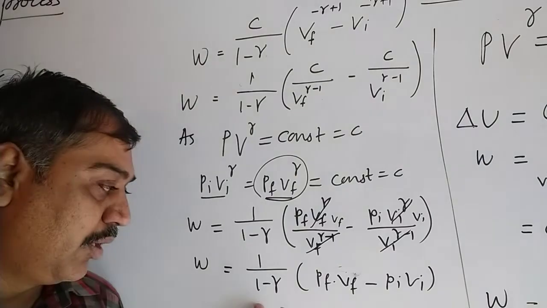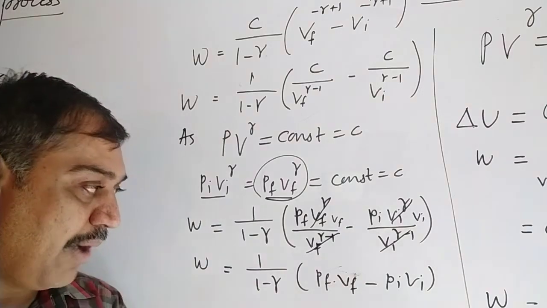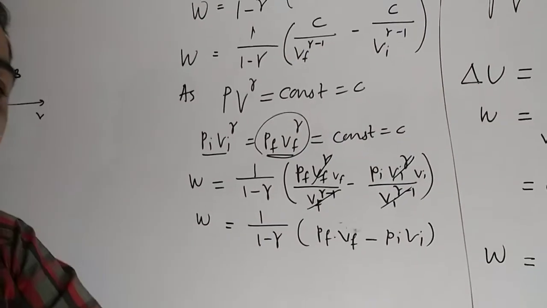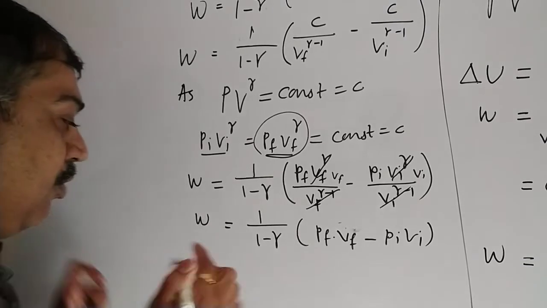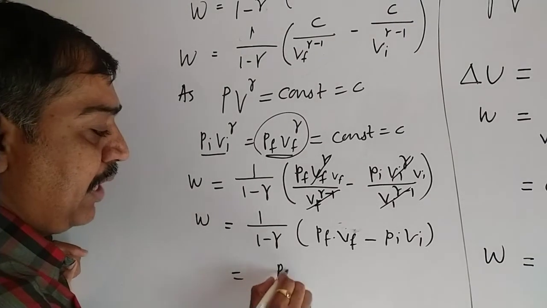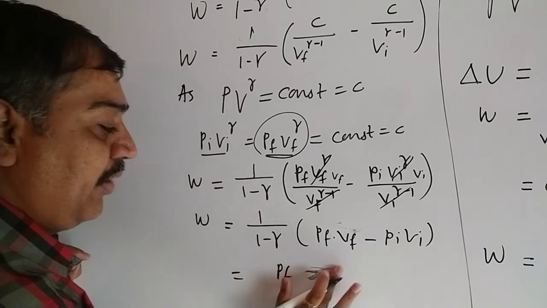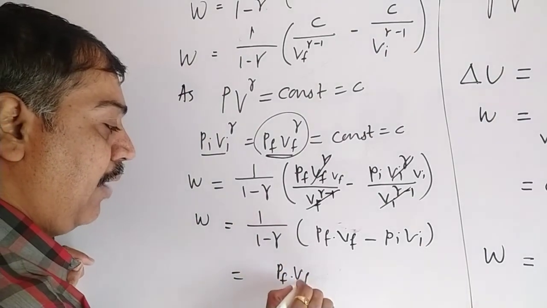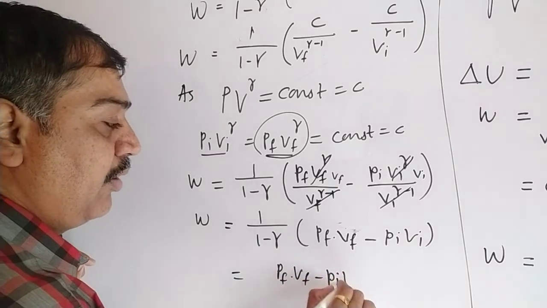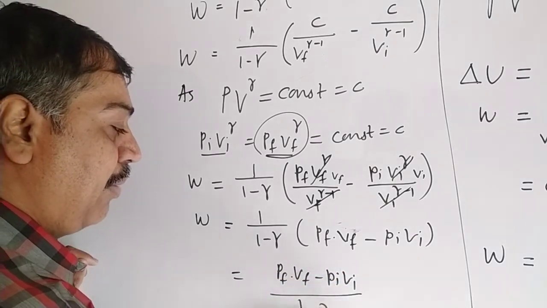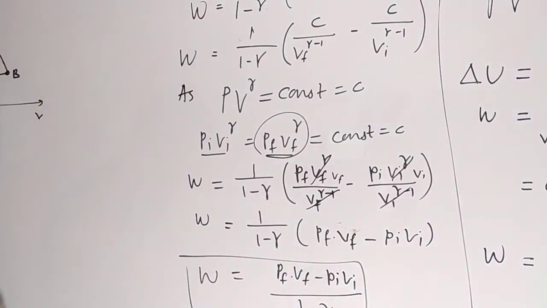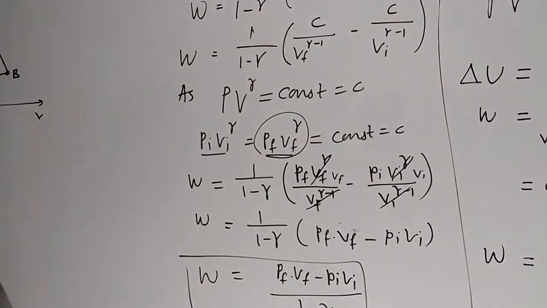So we can move this parameter to the whole divide by this. Either you can write it like that or you can put it as it is, doesn't matter. So according to the book, in your book they have shown Pf into Vf minus Pi into Vi divided by 1 minus gamma. That is the work done that we have found here in case of adiabatic process.